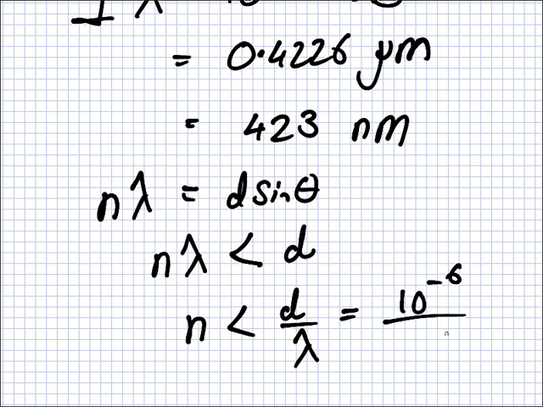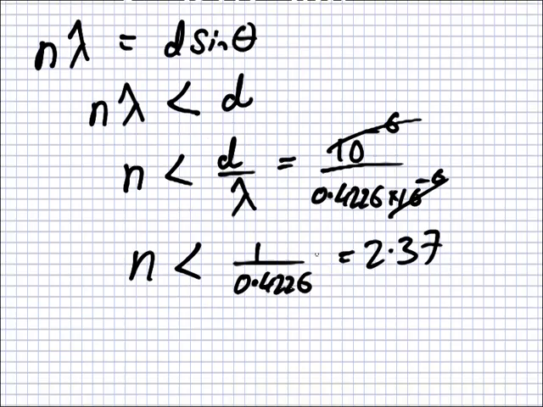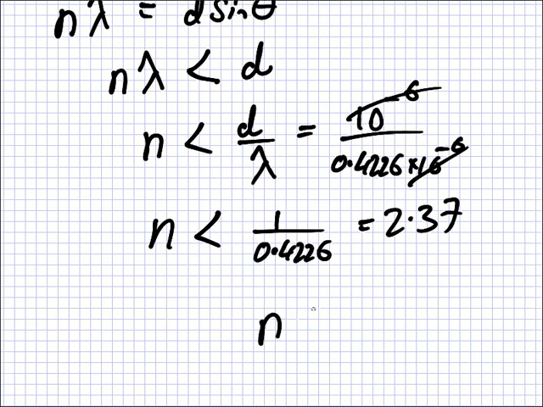And that d over lambda is 10 to the minus 6 over... Now you see, this is a good example of what I mean. We should use this number as a calculation: 0.4226 times 10 to the minus 6. They cancel. So n should be less than 1 over 0.4226, which is 2.37. So what is the biggest n could be? The biggest could be is 2.